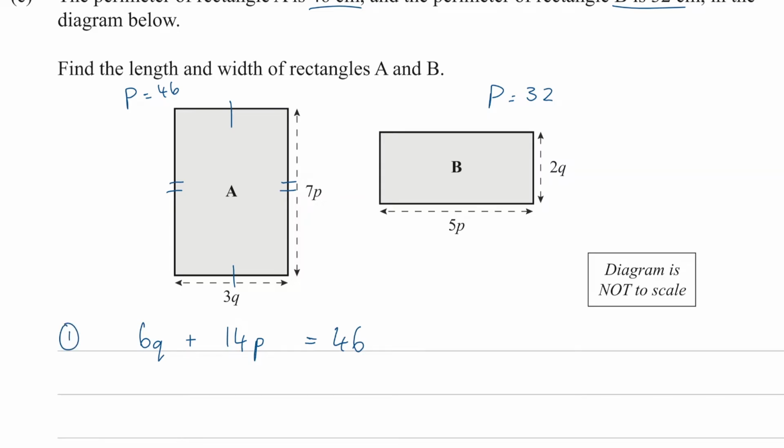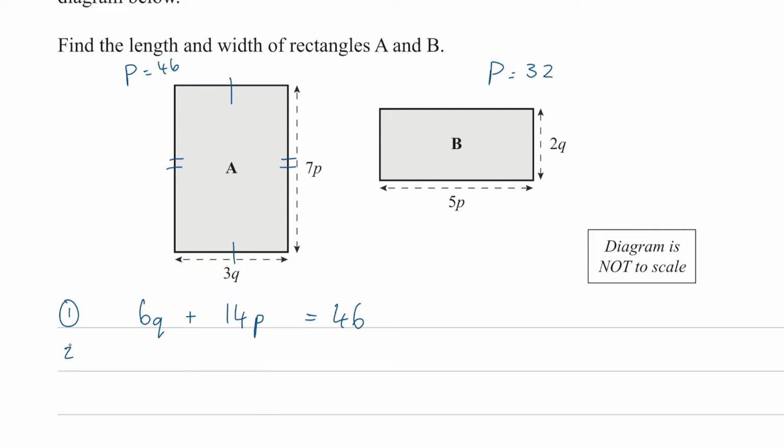We can do something similar for B. So I'll do the Qs first. So there's 4Q for the perimeter, and then there's 10P, and that'll equal 32. So what we've done is we've set up what's called a simultaneous equation. Simultaneous meaning we solve it at the same time. And that's because we have two equations and two unknowns.